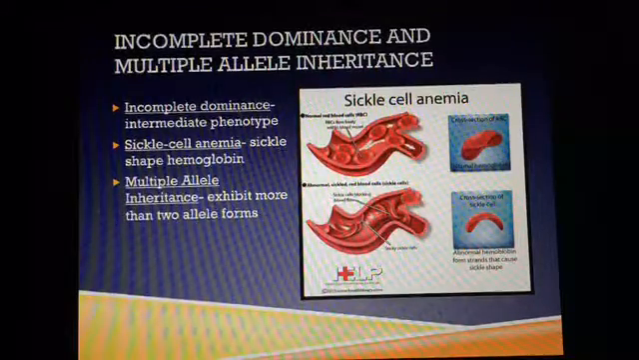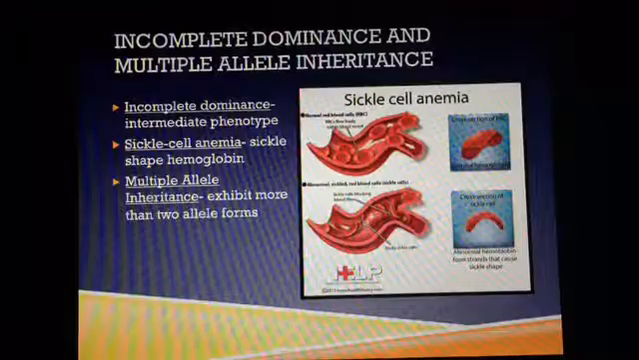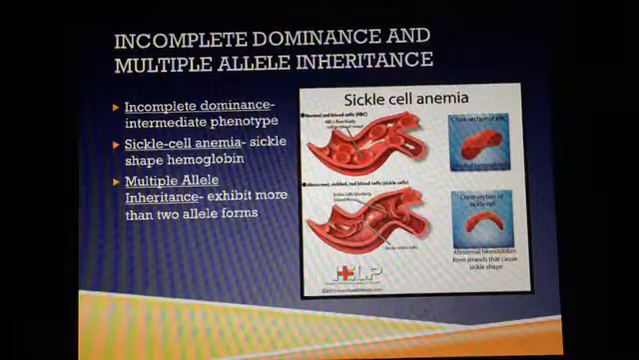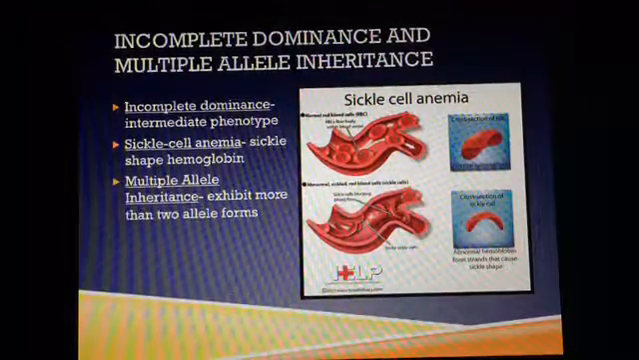Normally, we inherit only 2 alleles for each gene. However, some genes exhibit more than 2 allele forms, which is called multiple allele inheritance.